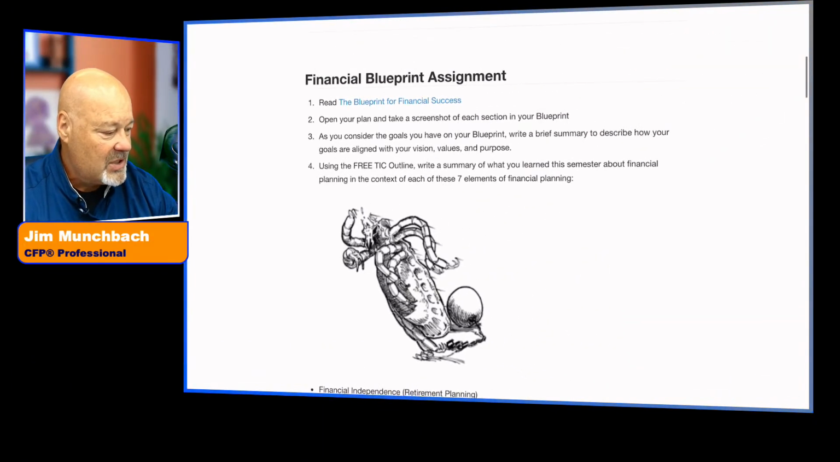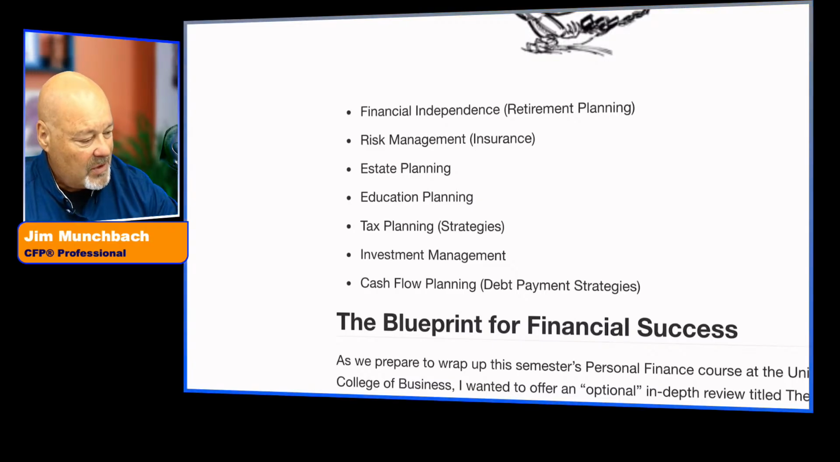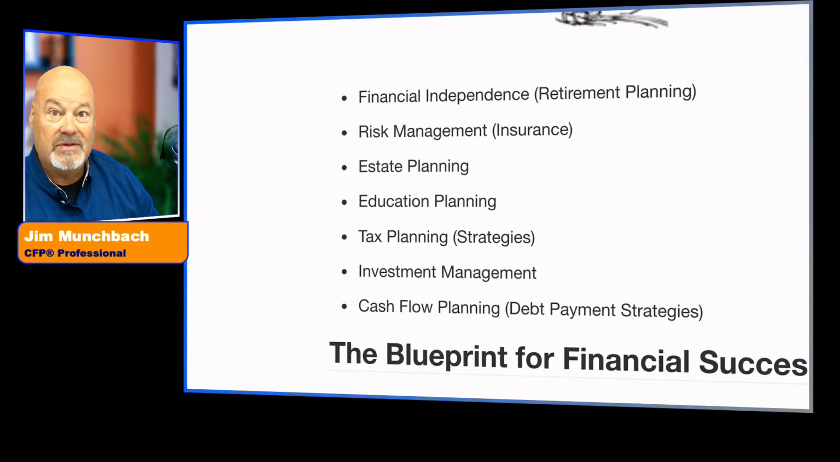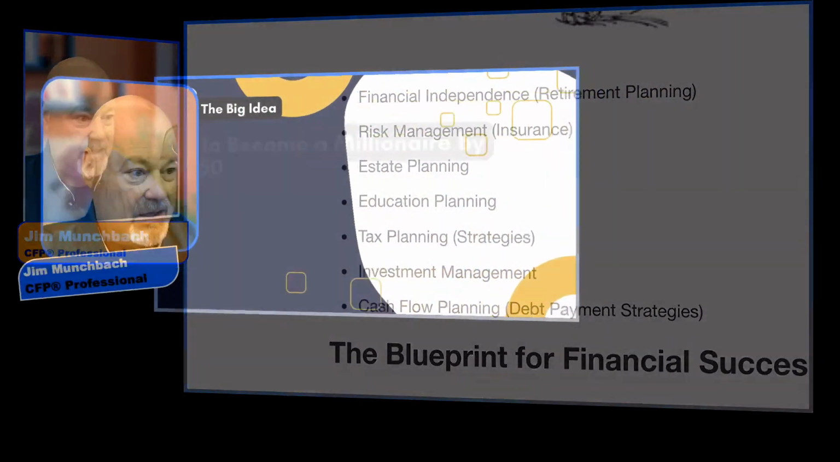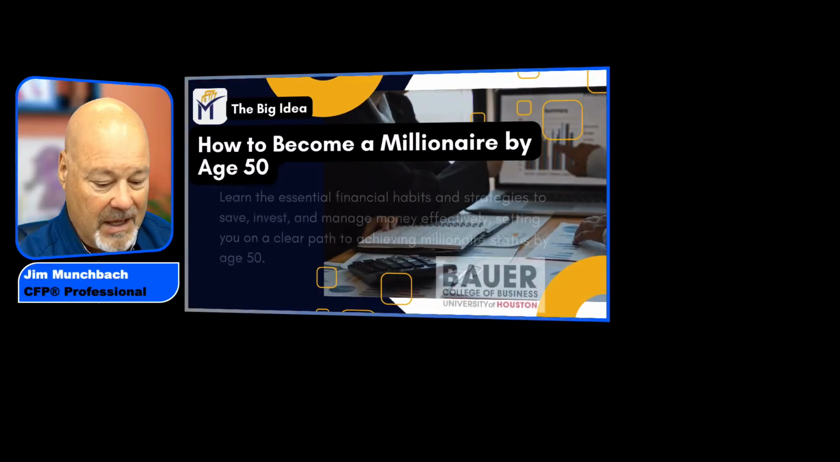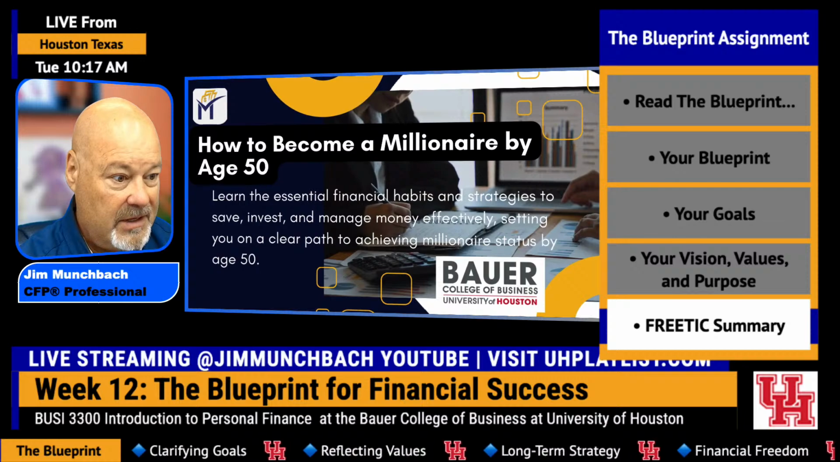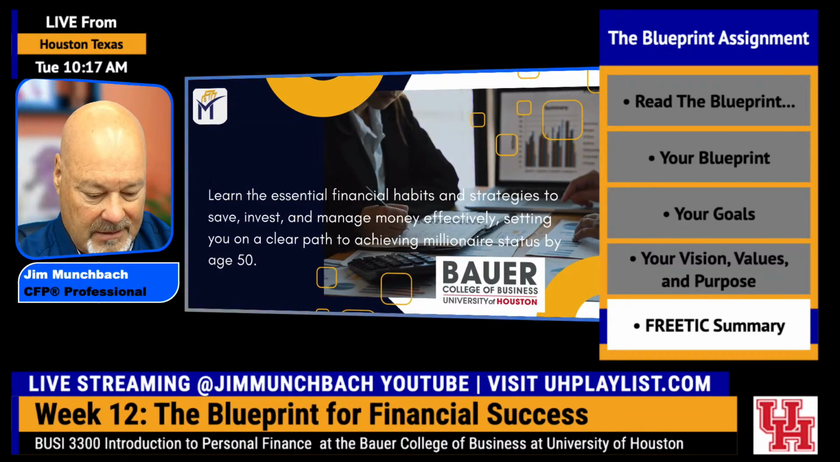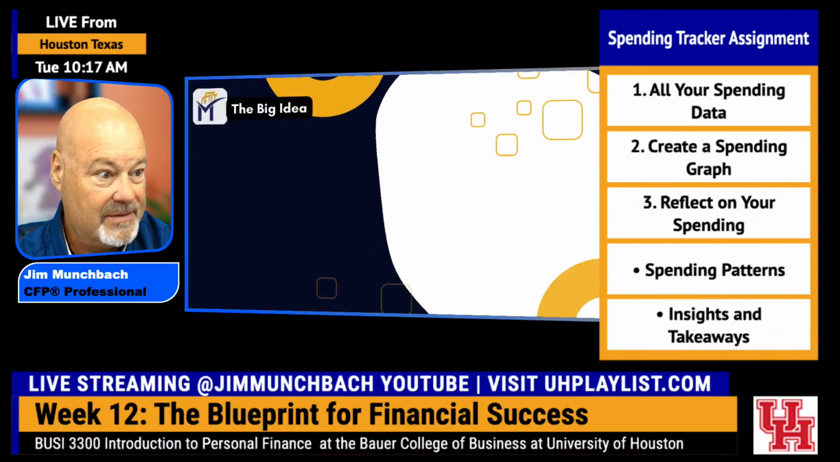So I want you to talk a little bit in this week's assignment, as you read and understand what the blueprint is. I really want to make sure you understand these 7 elements of personal finance. That's really what I'm asking you to do. So let me jump back in here. I'm going to get rid of this, and I'm going to go to the next talking points.